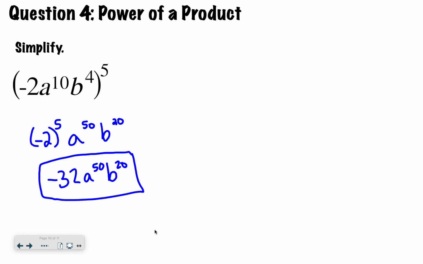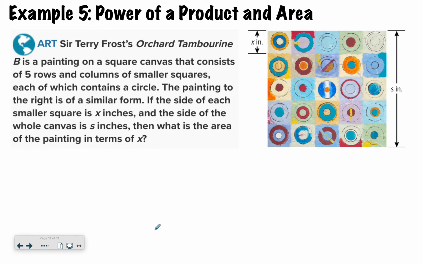All right, for your answer, hopefully you got negative 32, a to the 50th, b to the 20th. If you didn't, please be sure to reach out for some help. I'm happy to help you. We're going to move on just to our last example, and we're going to do a word problem. I know this is not your guys' favorite thing, but I promise you this word problem looks scarier than it is. Okay, so we have Sir Terry Frost's Orchard Tambourine.